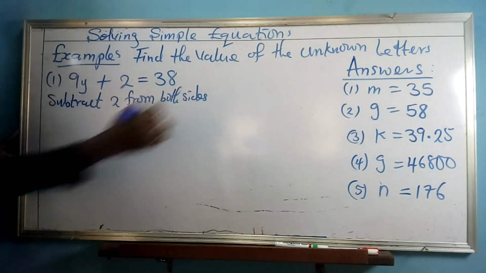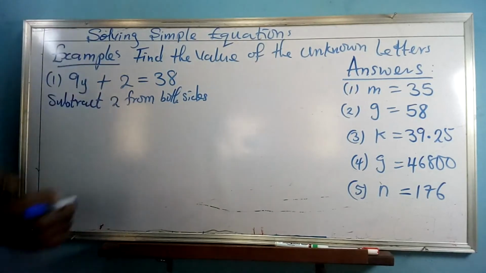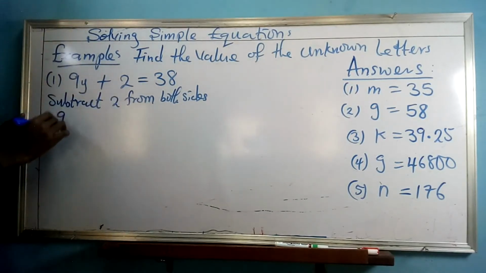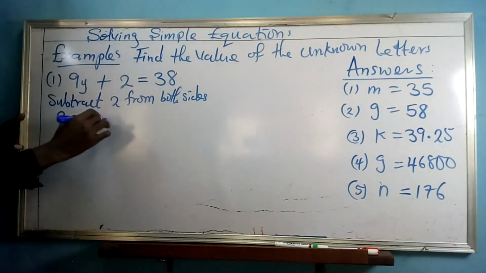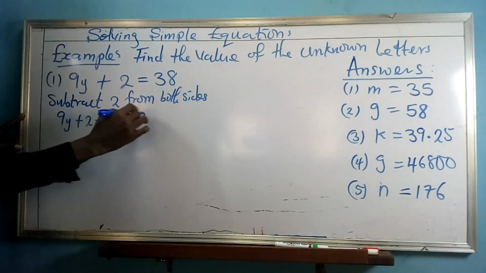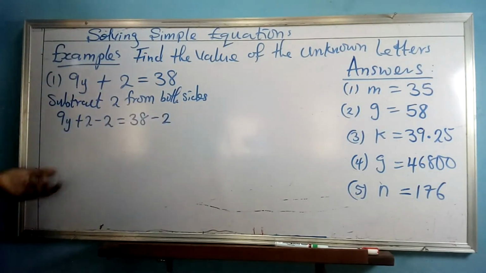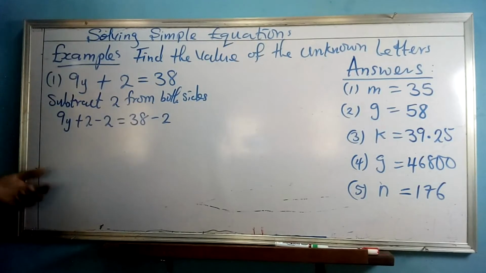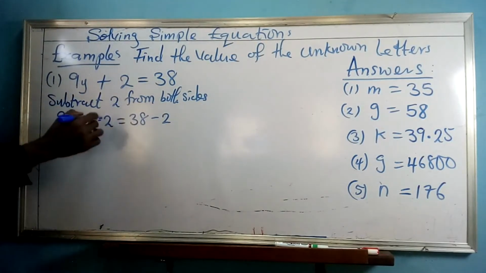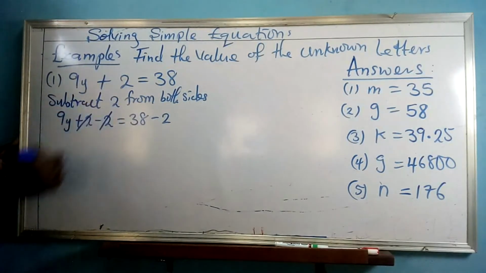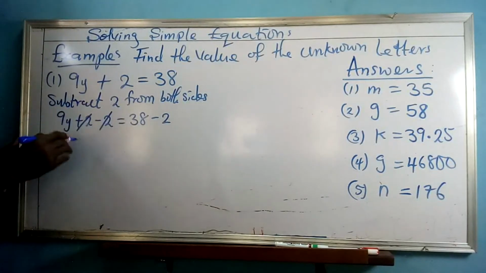So we want to subtract 2 from both sides now to let the 2 move to the other side. So we're going to have 9y plus 2 minus 2 equals 38 minus 2. Don't forget we're subtracting 2 now. Okay, we're subtracting 2. So what next? You're going to minus 2 plus 2. That one will be 0. Then you let it out.